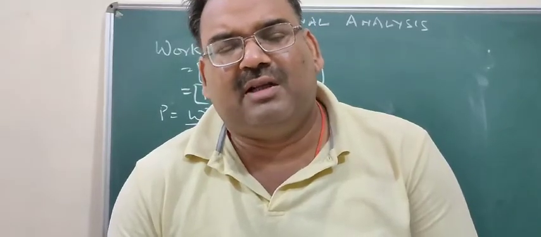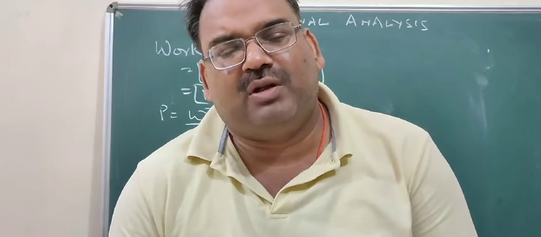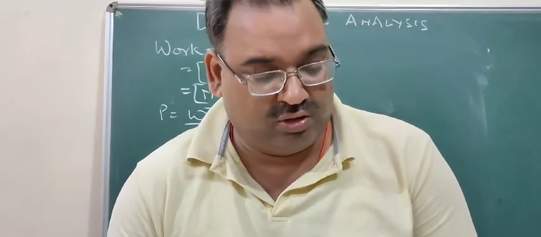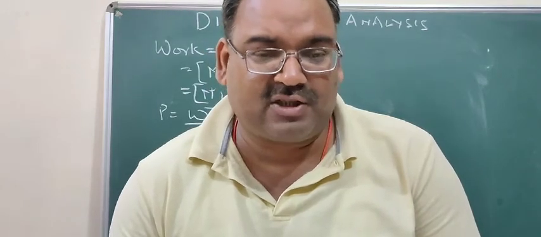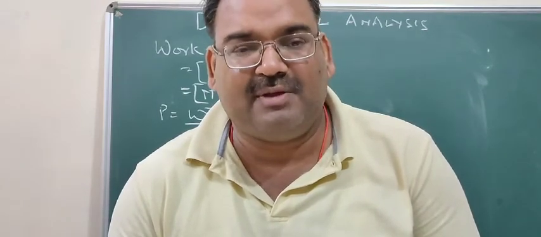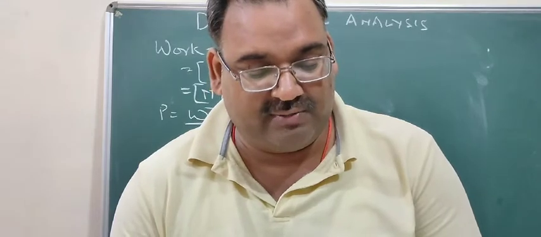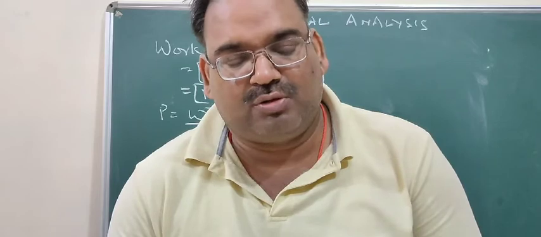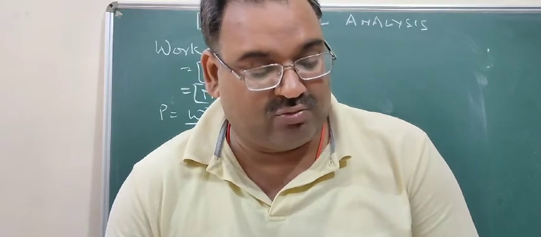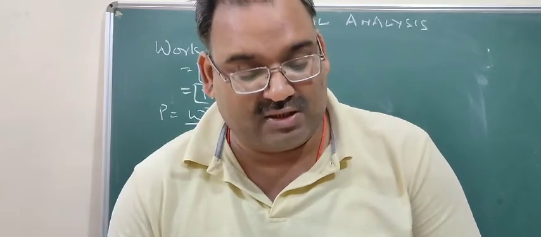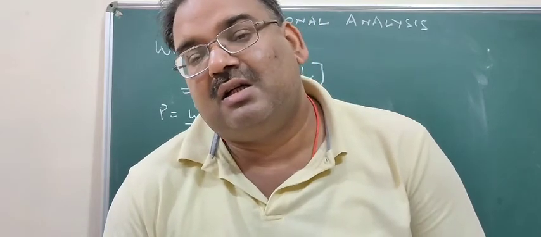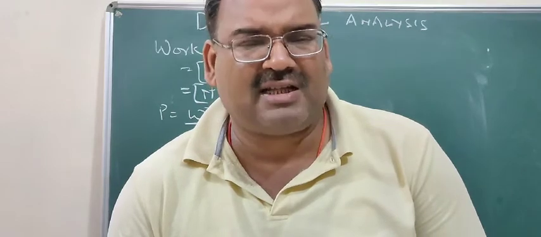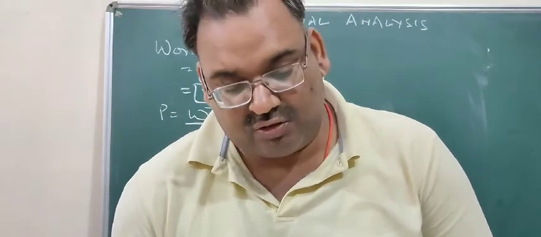Now if we know the dimensional formula for any physical quantity, we can write its unit also. Suppose for the gravitational constant, the dimension is M raised to power minus 1 L cube T minus 2. Now M is measured in kilogram, so kilogram raised to power minus 1, meter cube per second square. So that is the unit for gravitational constant.